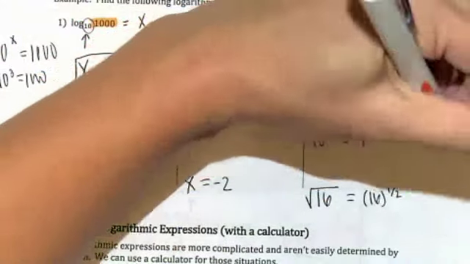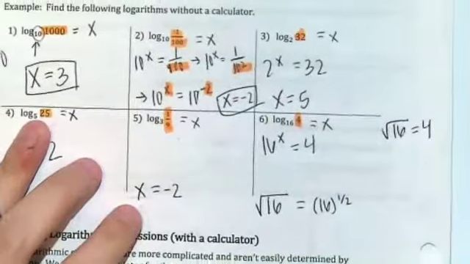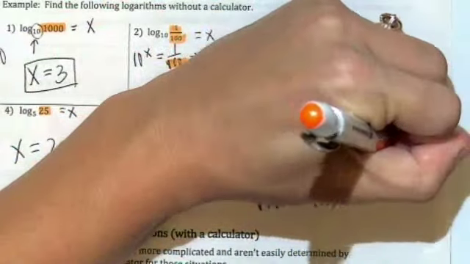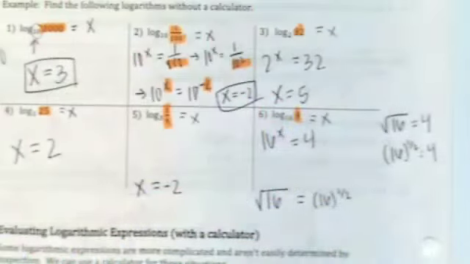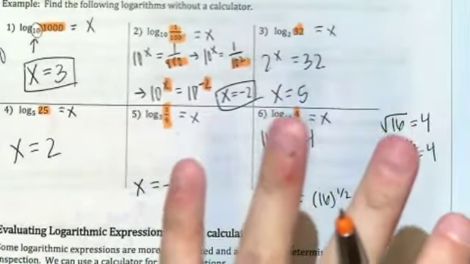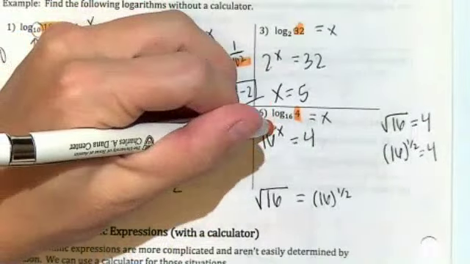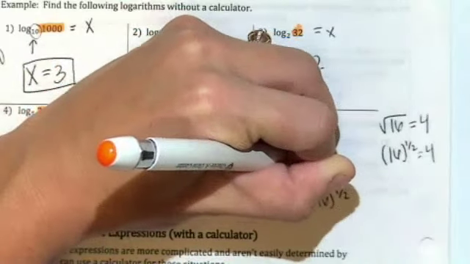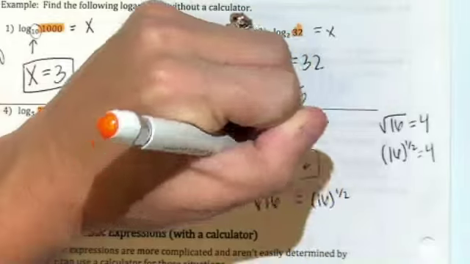So if the square root of 16 for these purposes could give me 4, then 16 to the 1/2 could also give me 4. Sorry, I'm trying to make this focus. So in this case, 16 to the 1/2 is equal to 4, which means x is equal to 1/2. Almost put 1/4. Sorry about that.